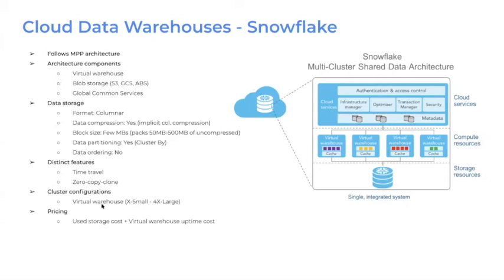From a cluster configuration point of view, we get to choose what kind of virtual warehouse we would like to set up. We could have anywhere from a single CPU to a 128 CPU option. From a pricing point of view, you would be charged based on storage cost as well as the warehouse uptime cost. So that way, you're paying for the resources you use. The only difference with respect to BigQuery is that in case of BigQuery, the compute layer is completely away from us. We don't get to see it. We don't get to own it, or even configure it beyond the slots. In case of Snowflake, we have that option.